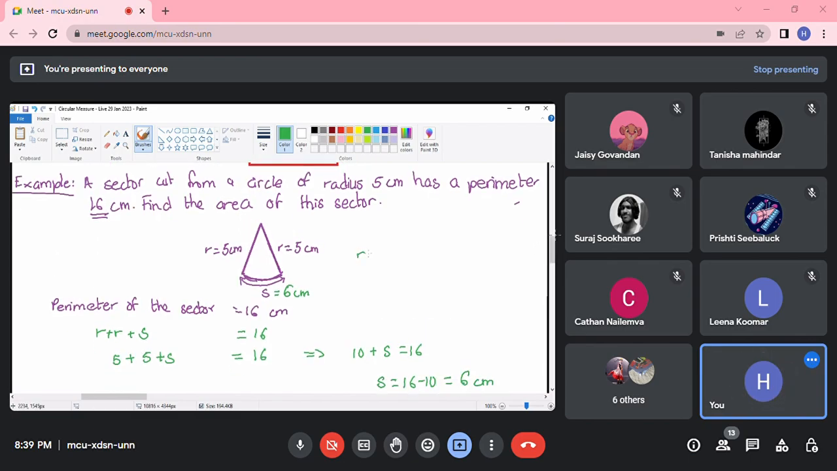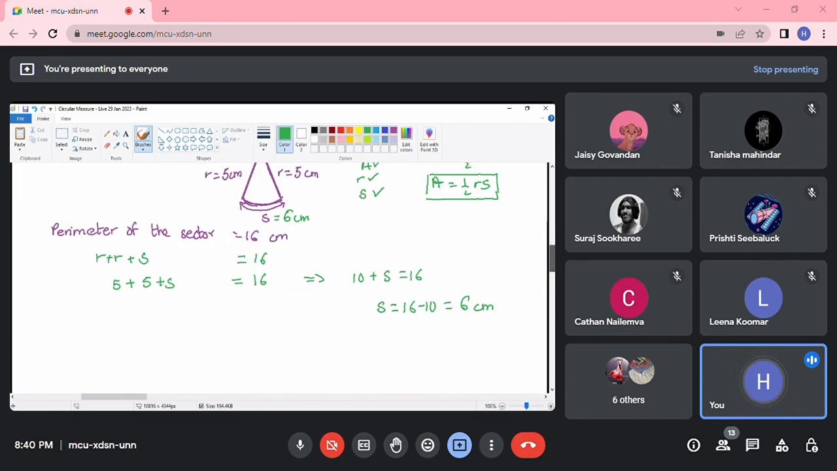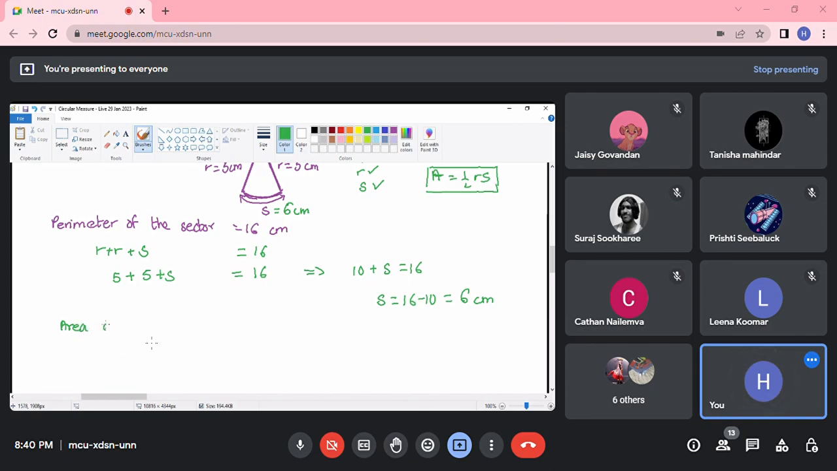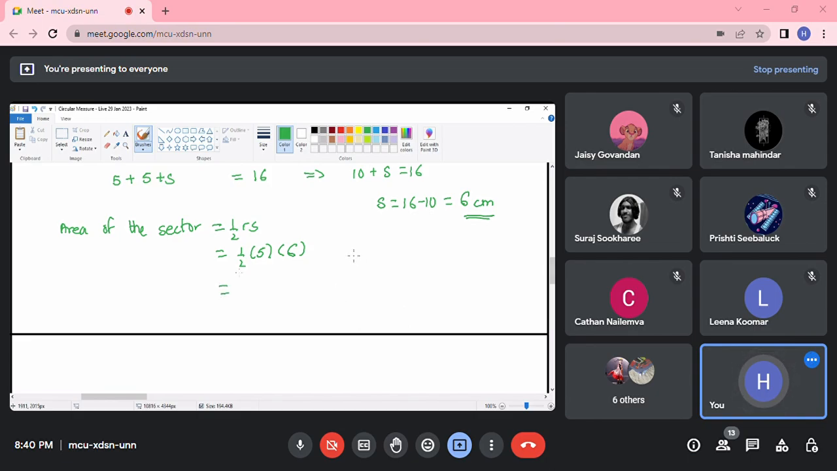Donc, we know R, we know S, and we need to find A. Donc, from A is equal to half R squared theta, and A is equal to half RS, la formule qui peut marcher ici, because we know we need to find A, we know R and S, we will use this formula. Donc A would be equal to half RS. R is given to us as 5 centimeters. And S is equal to 6 centimeters. So, finally, we get half times 5 times 6. The area of this sector is equal to 15 centimeters square.